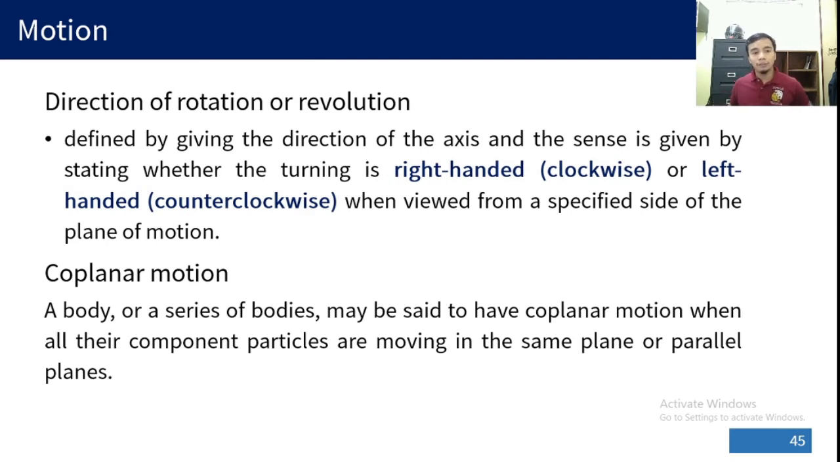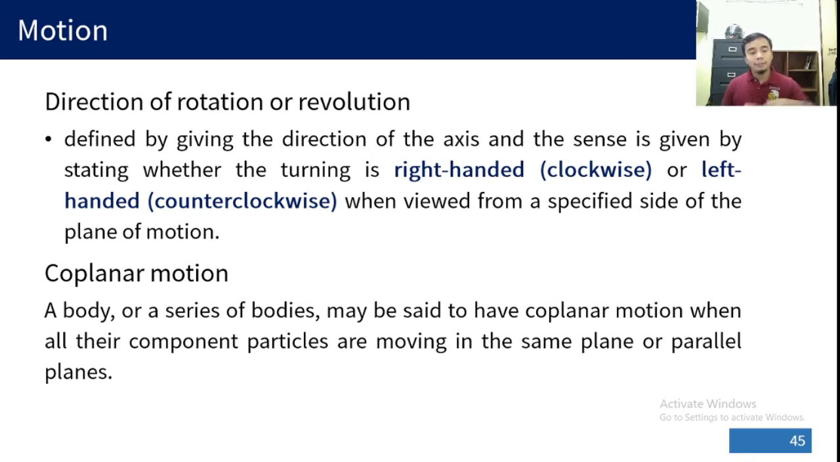Direction of rotation or revolution is defined by giving the direction of the axis or the sense of a turning body. Okay? So that is similar to our definition of direction and sense. For example, in a rotating body, if it turns either clockwise or counterclockwise, right-handed or left-handed, that is called the direction of rotation or revolution.